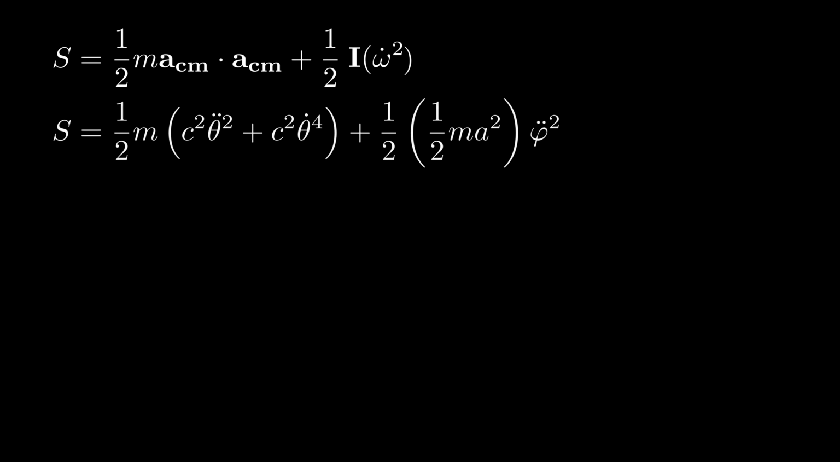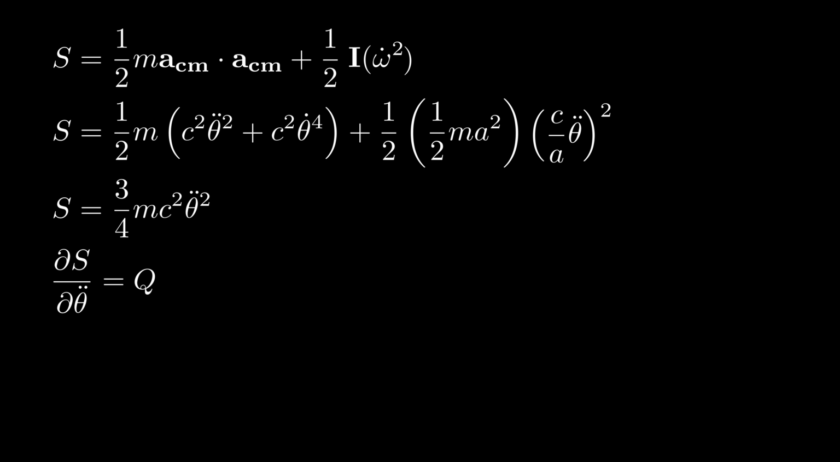I've also plugged in the moment of inertia and replaced omega with phi dot. Because of our pure rolling condition, we can substitute phi, and we conveniently reduce our problem to one Gibbs-Appell equation. Since we are differentiating with respect to the second time derivative of theta, we can again omit the irrelevant terms and simplify. This is a trivial derivative.